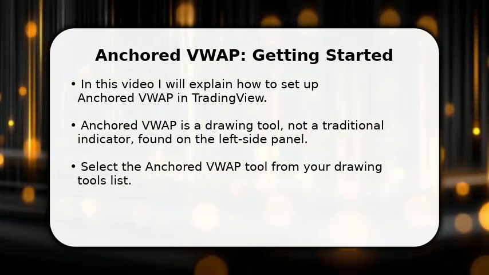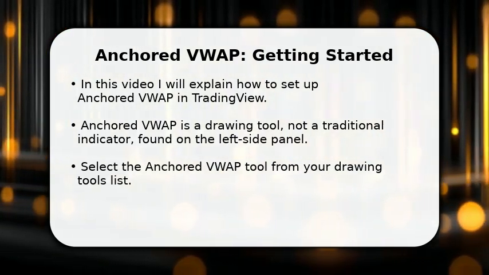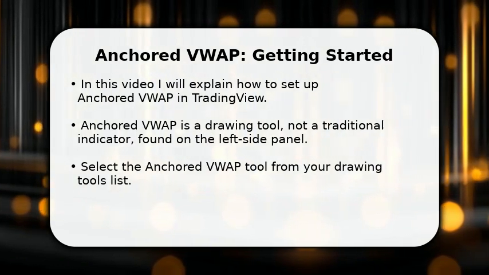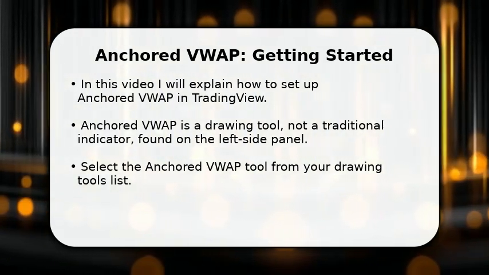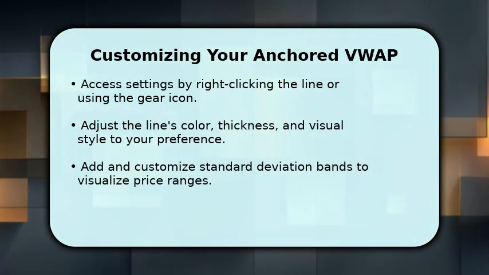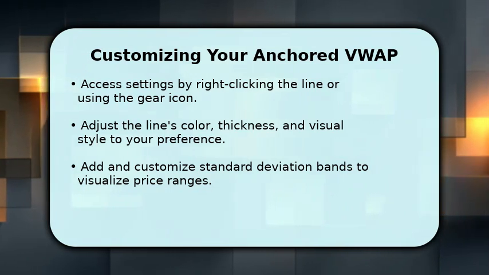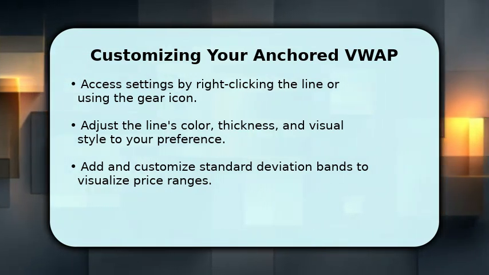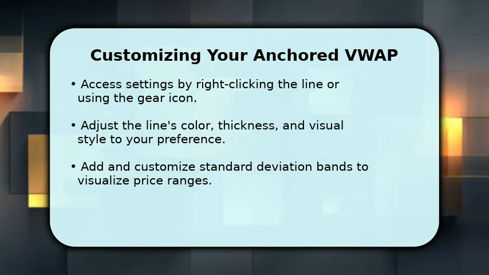This action will instantly display the anchored VWAP line, showing the volume-weighted average price from your selected starting point. It's a straightforward process to get this powerful tool on your screen. Once your anchored VWAP is on the chart, you can easily customize it. Right-click the line or click the gear icon to open the settings.